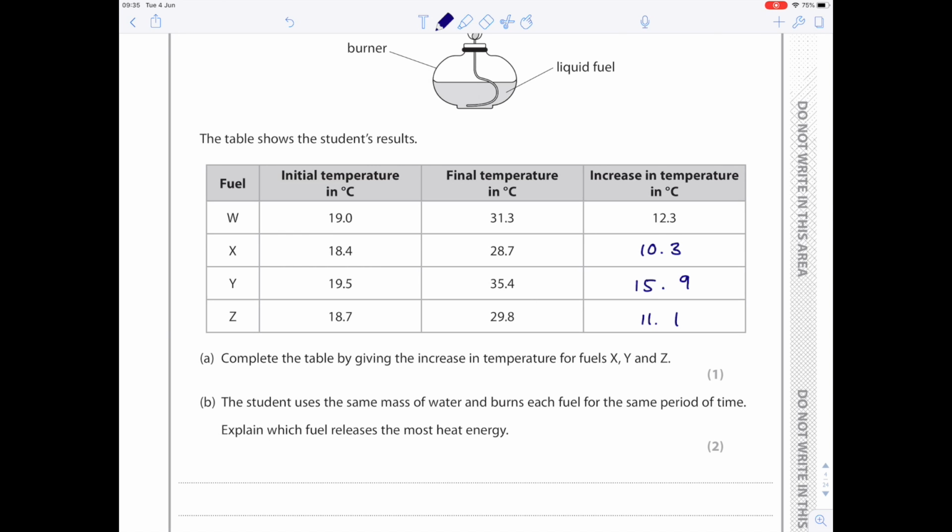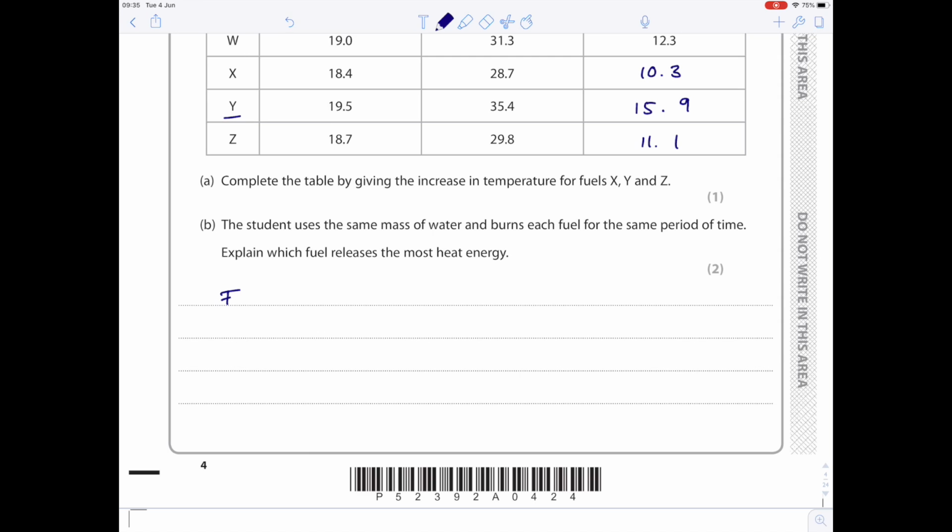The student uses the same mass of water and burns each fuel for the same period of time. Explain which fuel releases the most amount of heat energy. So you need to look along this column, the increase in temperature, and you're looking for the fuel which causes the largest increase in temperature, which is 15.9 degrees. So it must be fuel Y. So now we're explaining it.